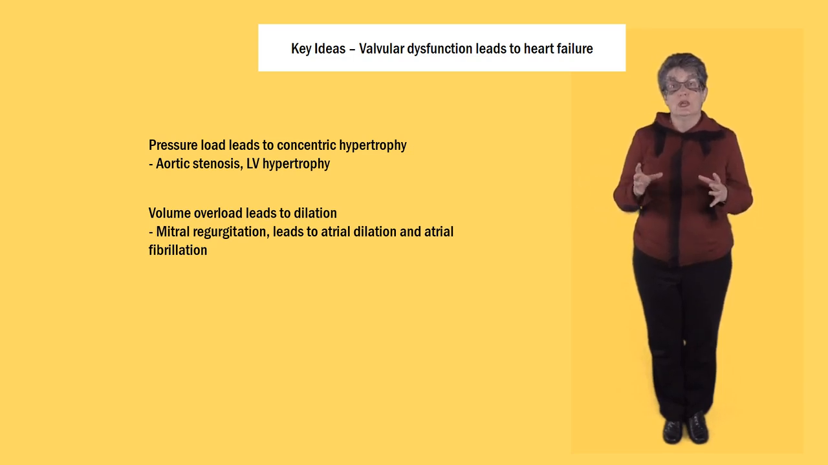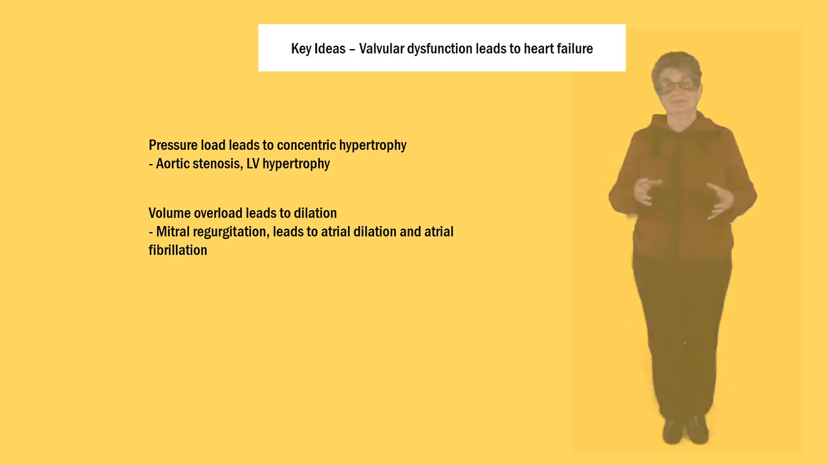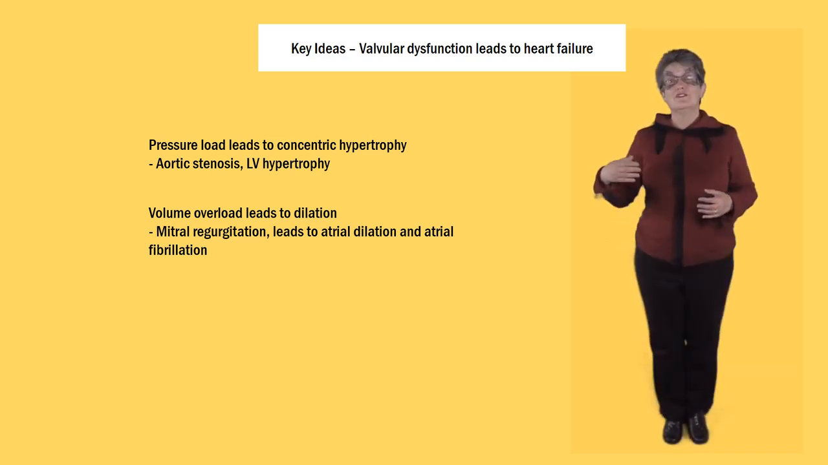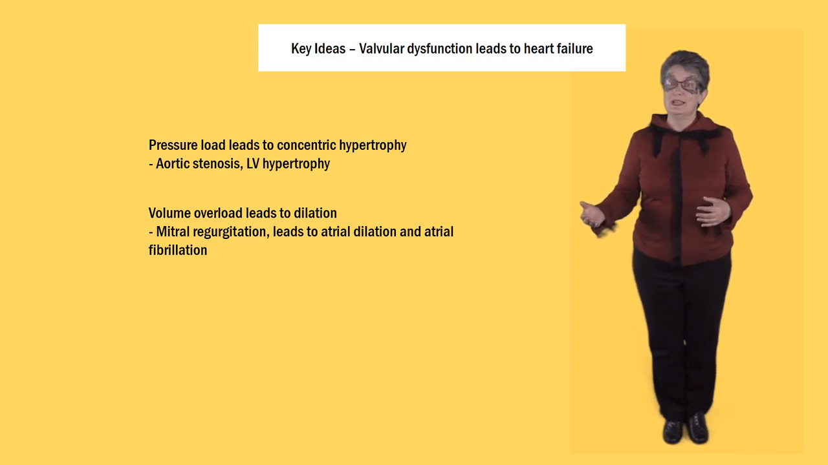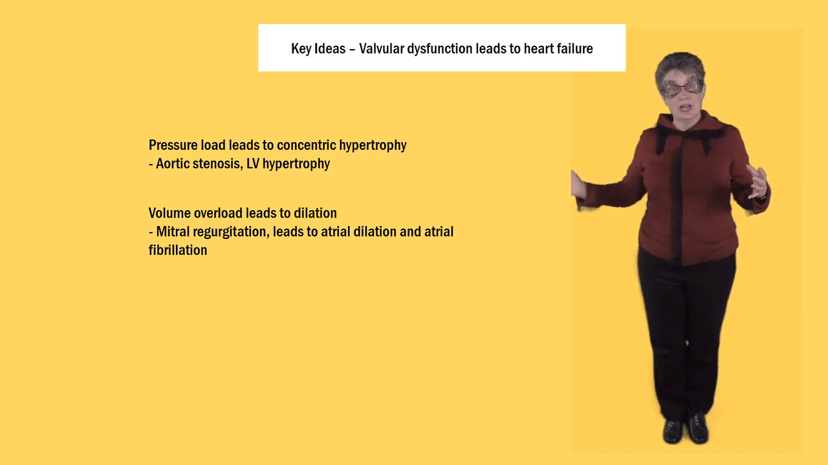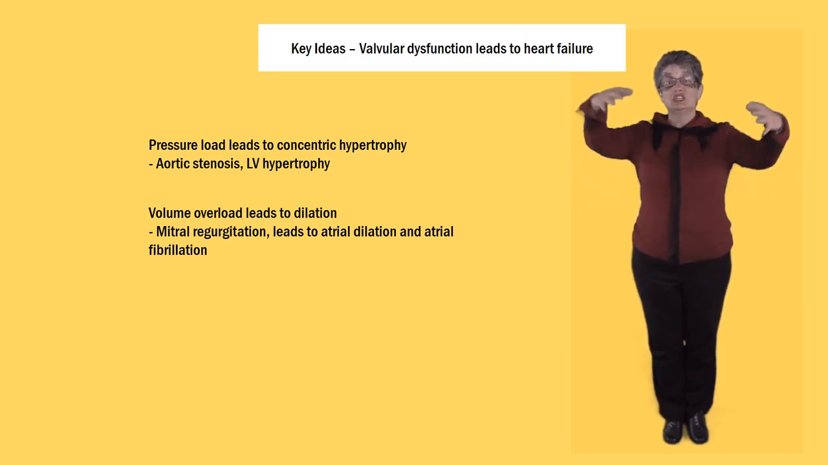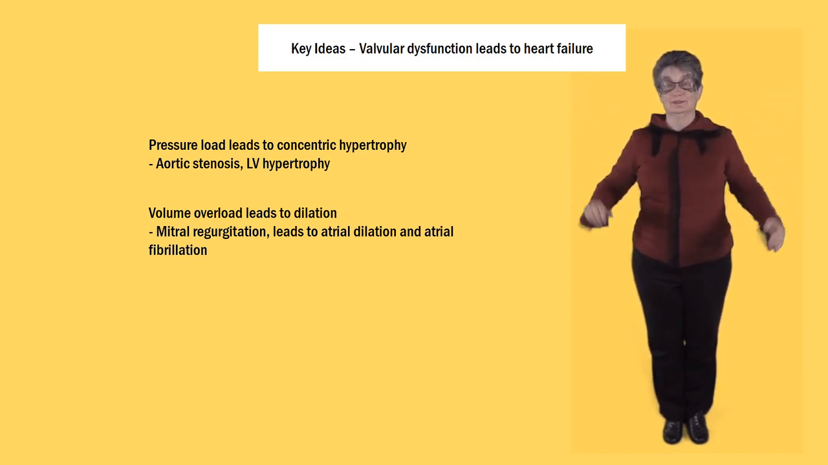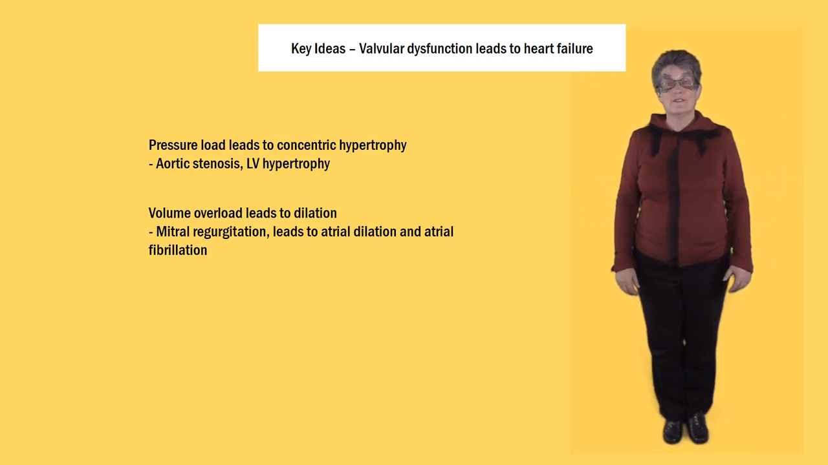Pressure overload, such as with aortic stenosis, leads to left ventricular concentric hypertrophy. Volume overload, such as with mitral regurgitation, leads to dilation. In the case of mitral regurgitation, it leads to atrial dilation, and thus atrial fibrillation.